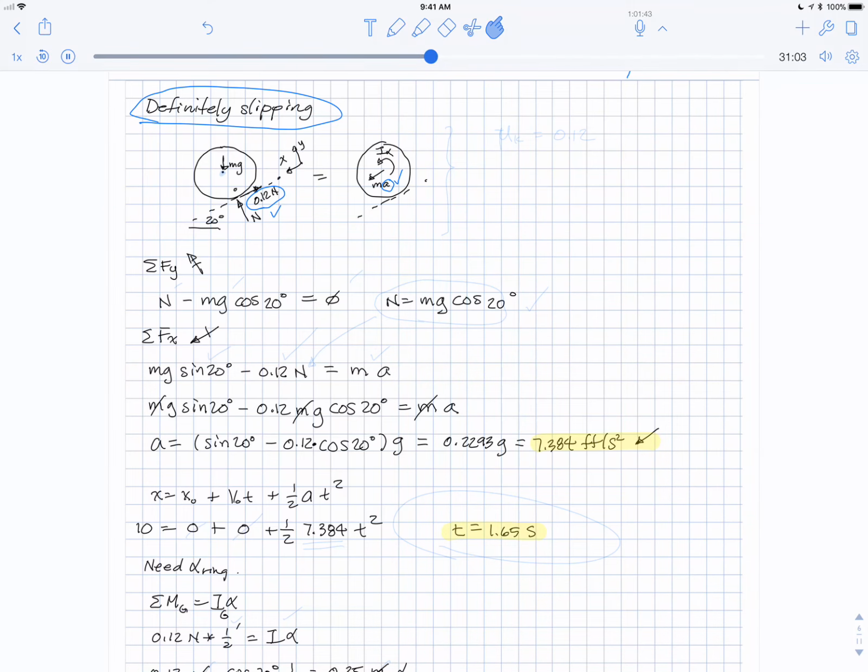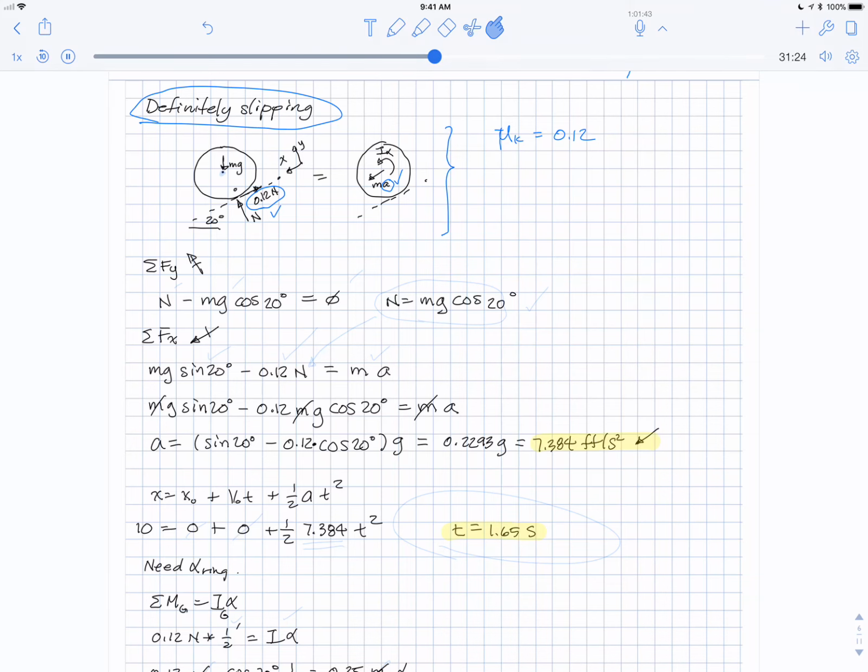Okay, so this is a free body diagram. I've basically just copied it from above. The only difference is I replaced that unknown friction force with 0.12 N, where 0.12 is the kinematic coefficient of friction. Okay, and so we're going to do the same thing now.